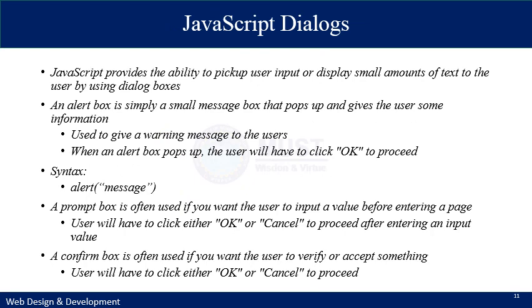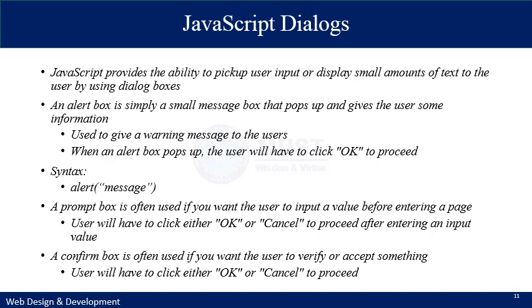One important aspect of JavaScript, which is quite widely used, is JavaScript dialogs. JavaScript provides the ability to pick up user input or display a small amount of text to the user by using a dialog box. There are three common types of dialog box, such as the alert box, which only displays a small message, and the message will pop up at the top of the screen. There is a prompt box to take input, and there is a confirm dialog box to specify a yes or no action.